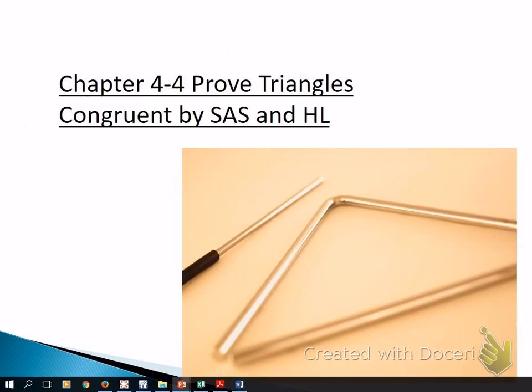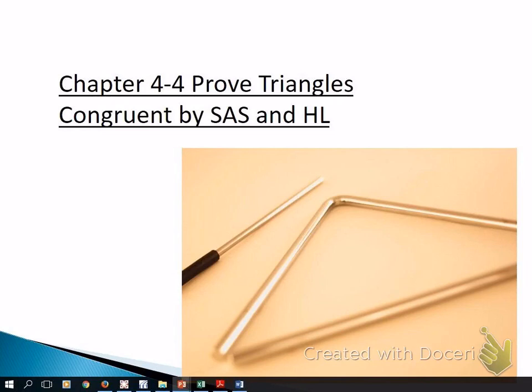Now, there are other shortcuts besides side, side, side. If I gave you two side lengths and an angle measure, as long as that angle is in between the two side lengths that I give you, there would be only one way to make that triangle, and so that would be enough information. Two sides congruent to two sides, and the angles in between them are congruent, those three parts would be enough to say that the two triangles are congruent.